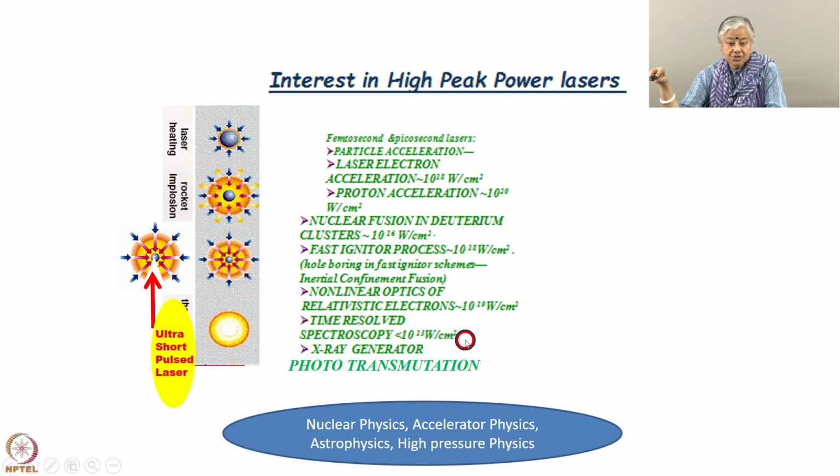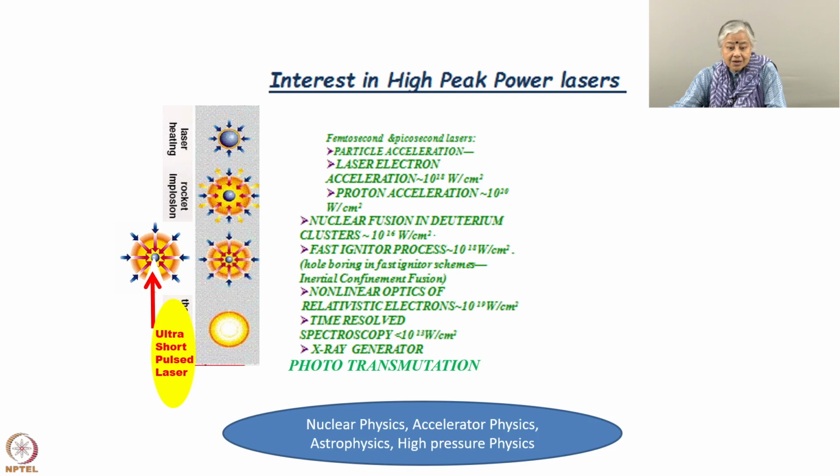You can have X-ray generation, phototransmutation, which is very attractive. That means you can transmute atoms from one to the other. So you can create, say, gold from iron or whatever. You can transmute it. That's an extreme case, I said.